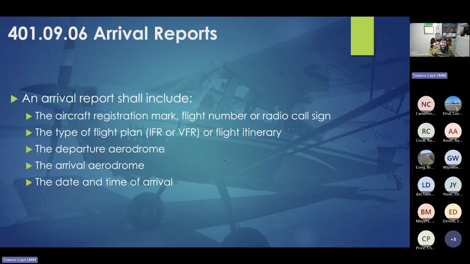So arrival reports, they're pretty straightforward. It just has to include the aircraft registration mark, flight number, or radio call sign, so just your identification for the aircraft and the flight, essentially. The type of flight plan, so whether it was IFR or VFR, or whether it was a flight itinerary. The airport or the aerodrome that you left from, so the departure aerodrome, the arrival aerodrome, and the date and time of arrival.